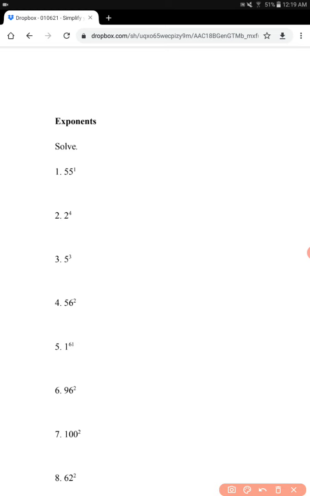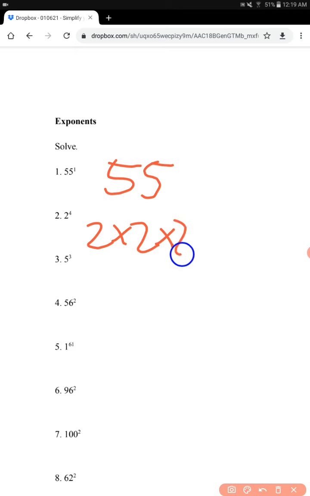Exponents. Let's do number 1. 55 to the power of 1 would just be 55. Pretty easy, because we just have it one time. 2 to the power of 4 is 2 multiplied by 2, 4 times. 2 times 2 times 2 times 2. And that equals 16.